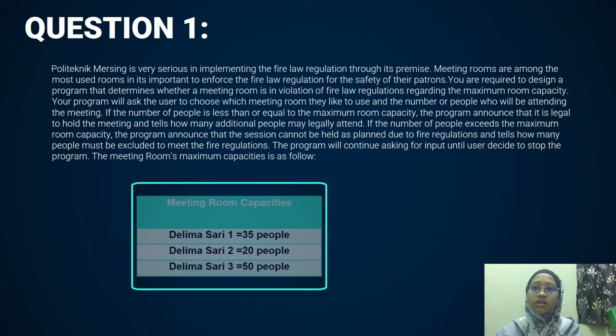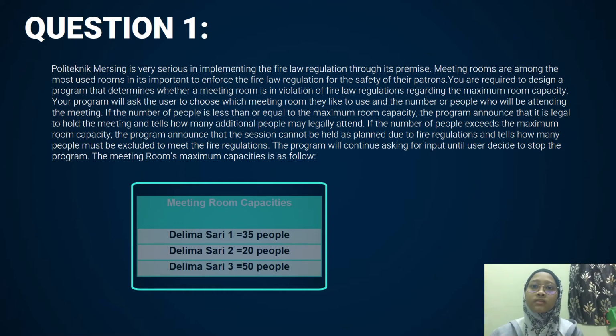Your program will ask the user to choose which meeting room they would like to use and the number of people who will be attending the meeting. If the number of people is less than or equal to the maximum room capacity, the program announces that it is legal to hold the meeting and tells how many additional people may legally attend. If the number of people exceeds the maximum room capacity, the program announces that the session cannot be held as planned due to fire regulations and tells how many people must be excluded to meet the fire regulations. The program will continue asking for input until the user decides to stop the program.